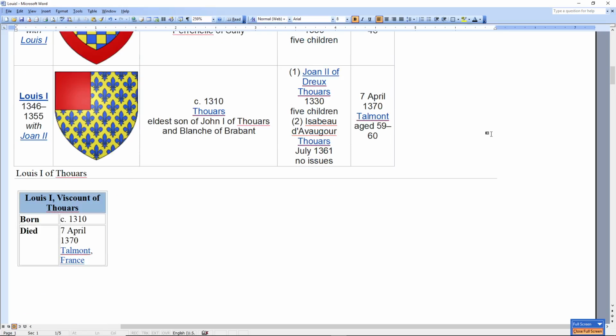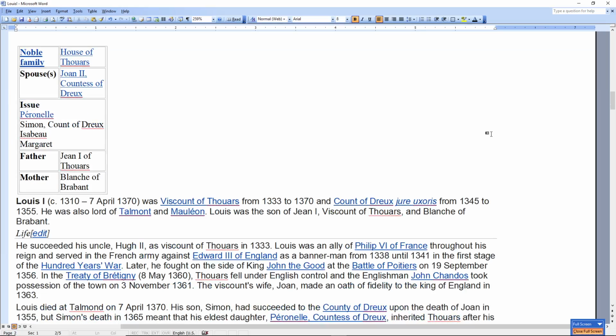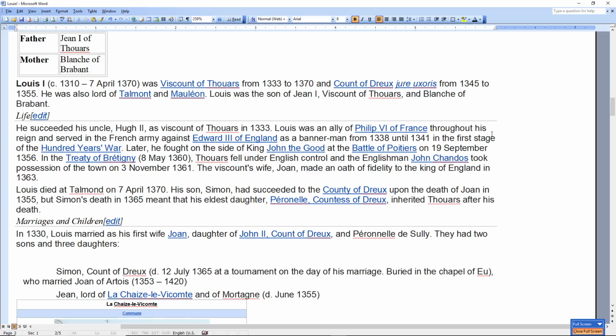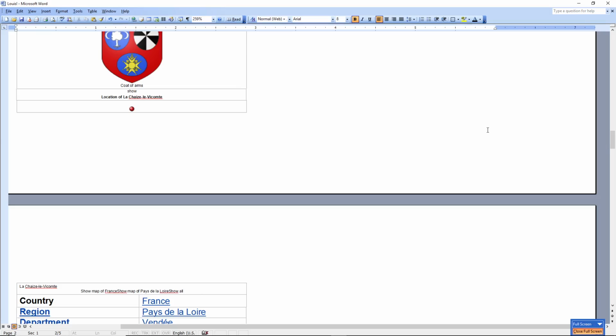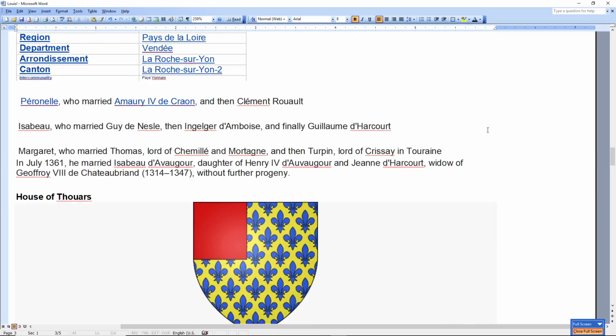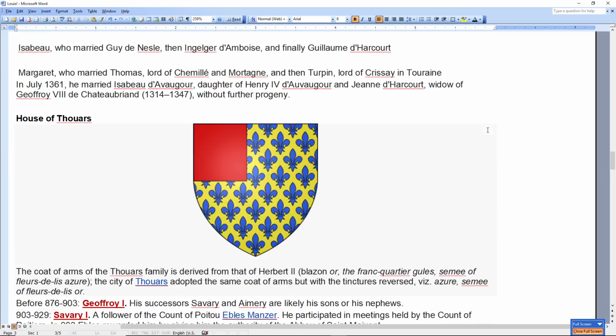So let's look at some of Louis's lineage, because who you are in this time period is all based upon lineage. This is the coat of arms for the Thouars family. He is mainly from the Thouars family.